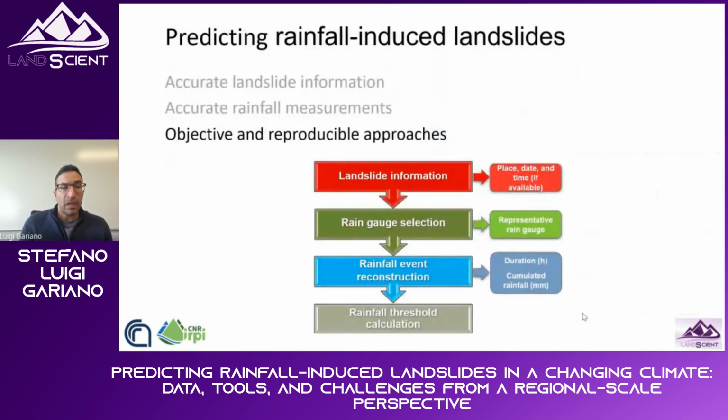After we collect landslide information and rainfall measurements with very good accuracy, we need to define objective and reproducible approaches for defining any kind of prediction tool. So if we are using rain gauges, we need to define a rain gauge representative for any landslide point we have in our catalog. This process should be objective and reproducible. The rainfall event reconstruction should also be objective and reproducible, with some parameterization and some rigorous procedure. And also the definition of any prediction model, as an example, rainfall thresholds, should be objective and reproducible.